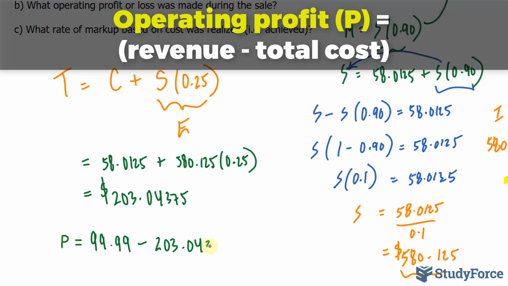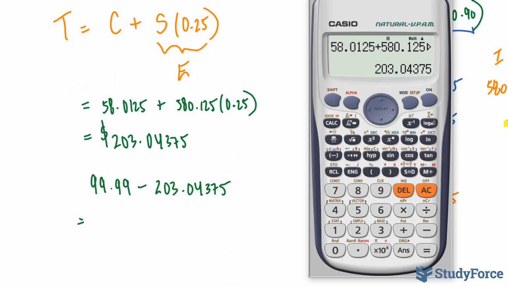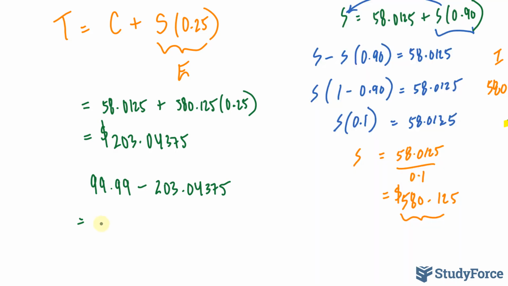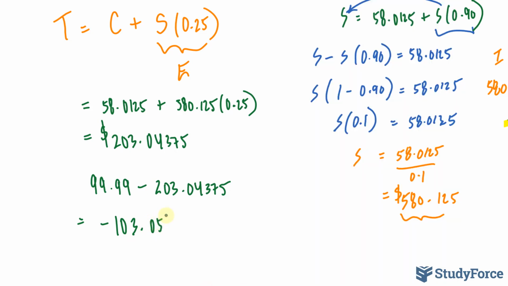The formula is shown on your screen for reference. And it is clear that the output here will be negative. So 99.99, take away what we just found as our total, and we get minus 103.05. So you'd report an operating loss of $103.05 as a result of this sale.